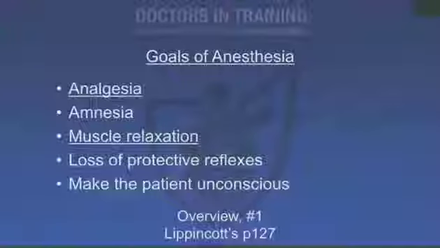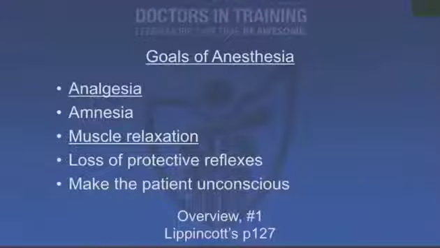All right, so what is the goal of anesthesia? Basically, you want to have analgesia, so loss of pain. You want amnesia, loss of memory. You want muscle relaxation, that always helps the surgeons out, and loss of protective reflexes, things like coughing, hiccuping, things like that. And you want the patient to be unconscious. If they're awake, that's not good for anybody. There's no single drug that can do all these safely and rapidly. So whenever you're doing anesthesia, you're going to be using multiple agents. And we're going to talk about pretty much all of them.